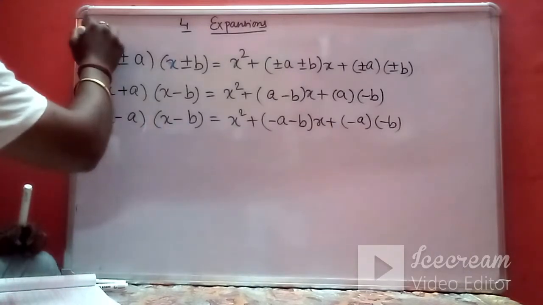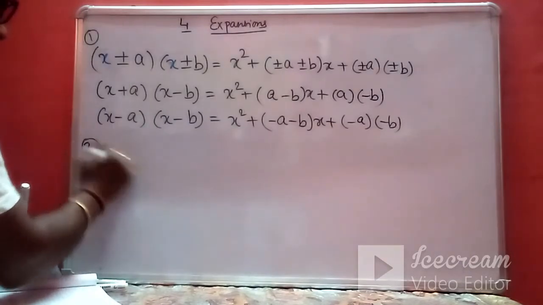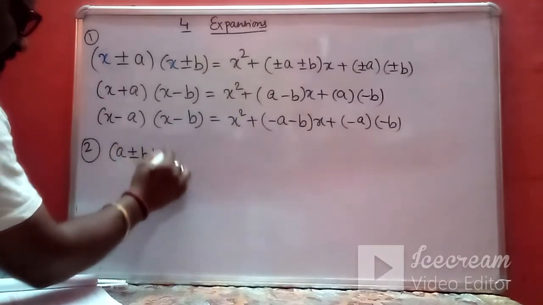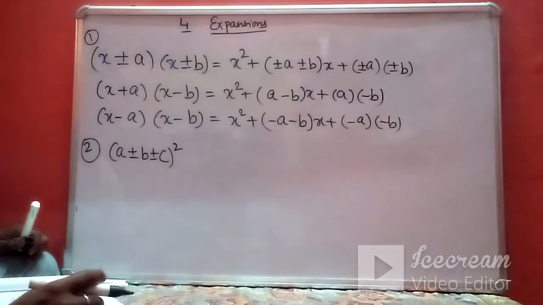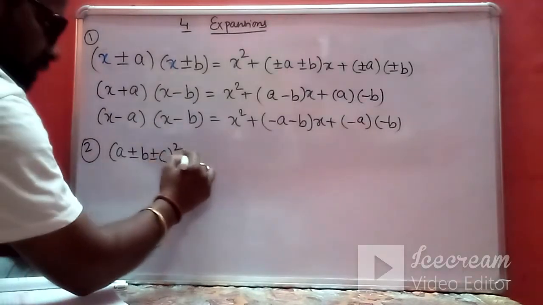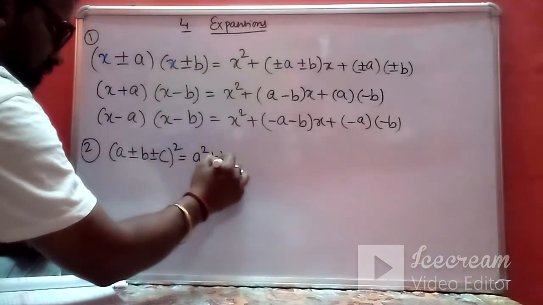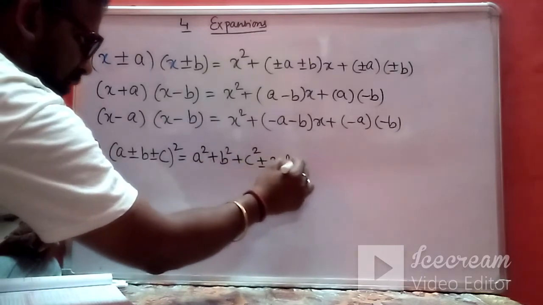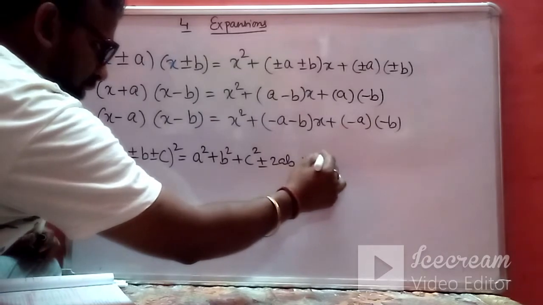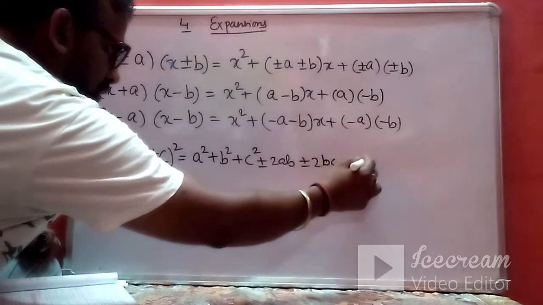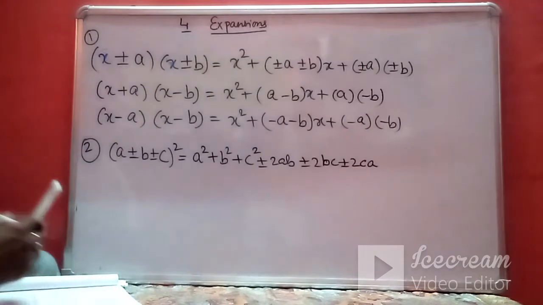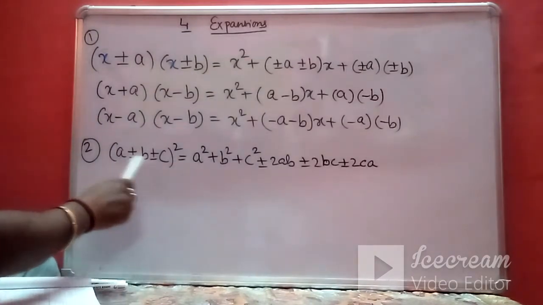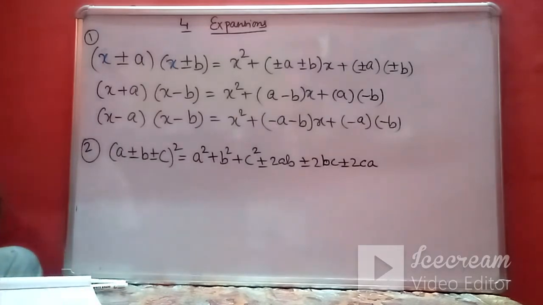This is our first one. Then the second one: (a ± b ± c) whole square. So it is a² + b² + c². Now again here I am writing ±2ab, ±2bc, ±2ca. Now what is the meaning? It is again the same. We will use a, b and c along with their sign.